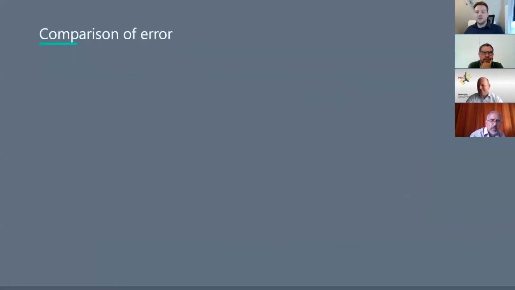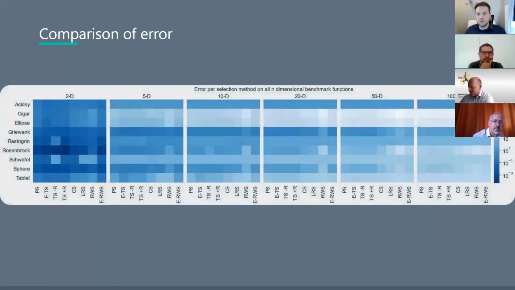Then diving a bit deeper into the comparison of various errors, because we don't know by how much it outperforms, we look at the following plot.